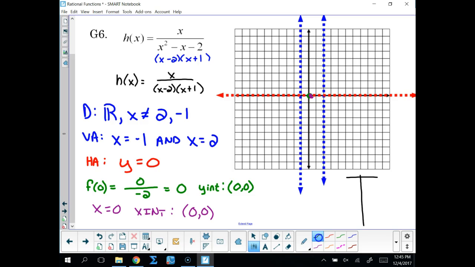1, 2, let's go with 3. If I put 3 in there, I got 3 on top. And 9 minus 3 minus 2 is 4. Right? Yeah. 3 squared is 9. Minus 3 is 6. Minus 2 is 4. Okay. Let's go with 10. That gives me 10 over 88.